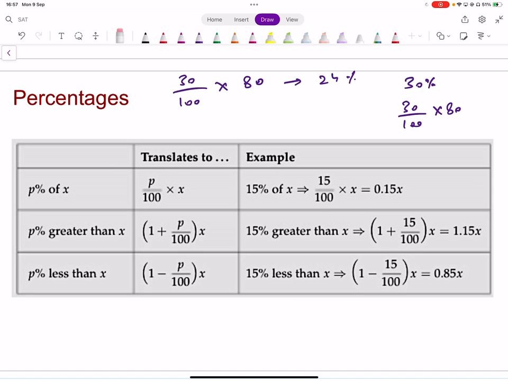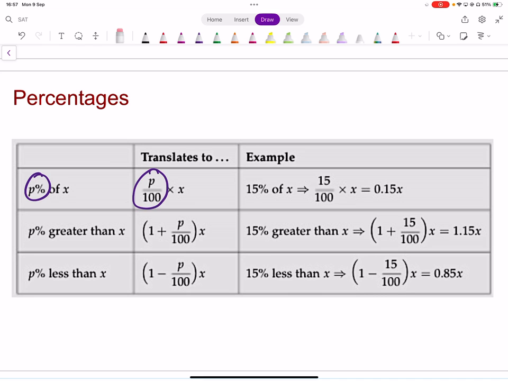Now that's about a simple percentage, right? P percent of 80, for instance. Percent means P over 100. So you'll say P percent of X is the same thing as P over 100 times X. Okay? 15% of X means 15 over 100 times X, which is 0.15 times X. Okay?